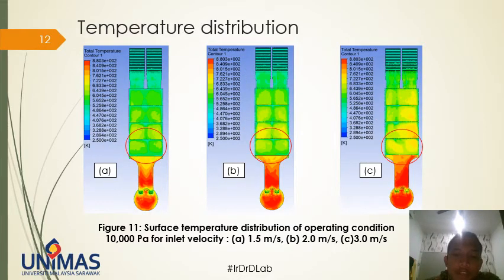Next is the surface temperature distribution. This one is also the same as the inner temperature distribution. As the inlet velocity increases, the more unstable the distribution of temperature.